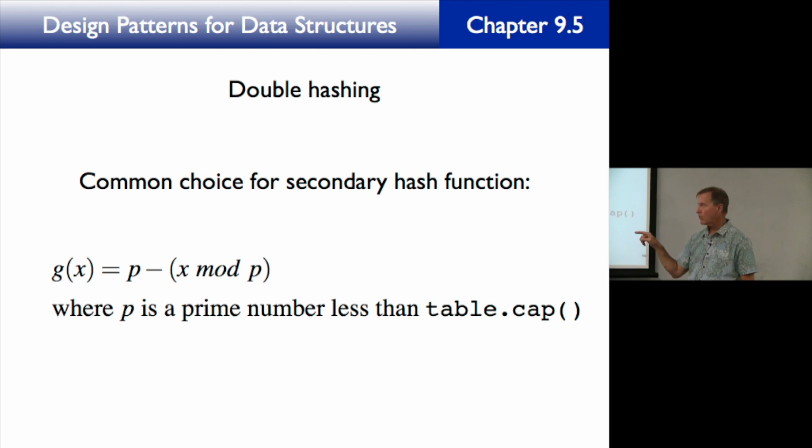Because if p is what, what is the range of numbers x mod p? X mod p is between what and what? The smallest it can be is 0, the largest it can be is p minus 1. x mod p cannot be p. Are you with me? So it's between 0 and p minus 1. And if it's p minus that, it guarantees that it won't be 0. It'll be between 1 and something. So that's how you do double hashing.